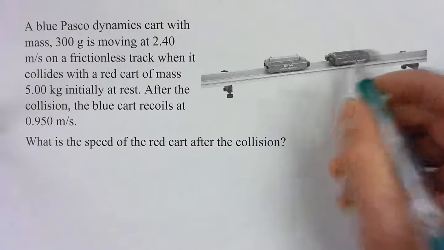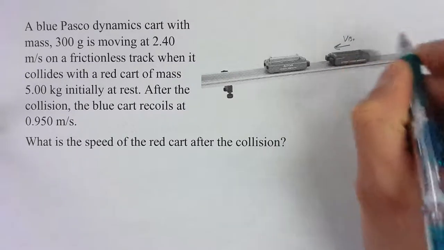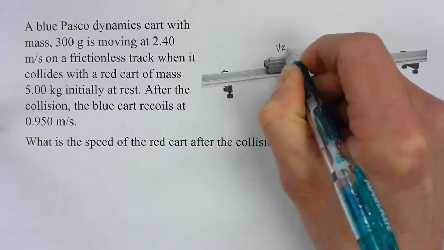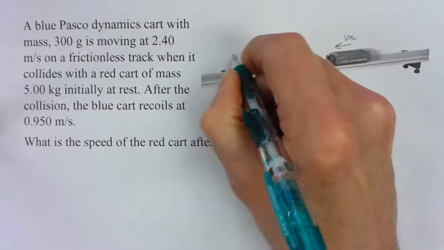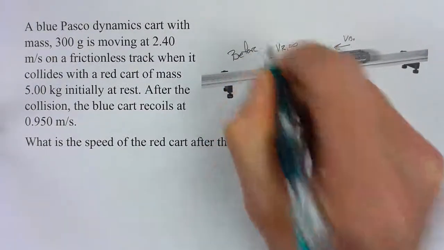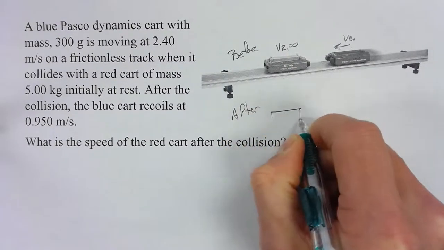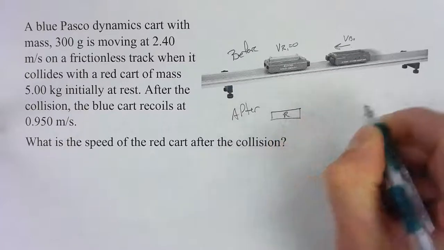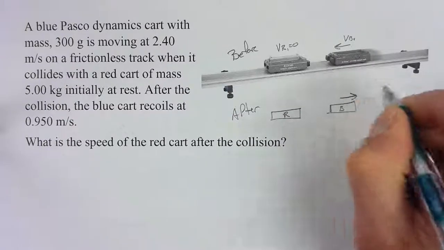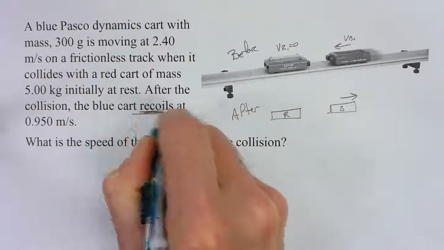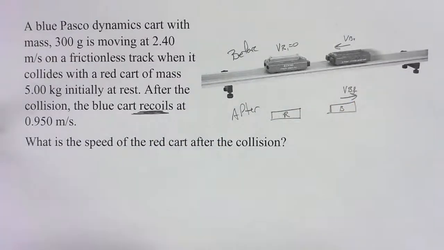So here's kind of a before picture, with this one being the blue. So the velocity of the blue initial is that way, the velocity of the red initial is 0. And then an after picture, if we label this before the collision, after the collision, we'd have our red cart and our blue cart. The blue cart is going the opposite direction, recoils. So that's opposite, this way. That's the velocity blue final.